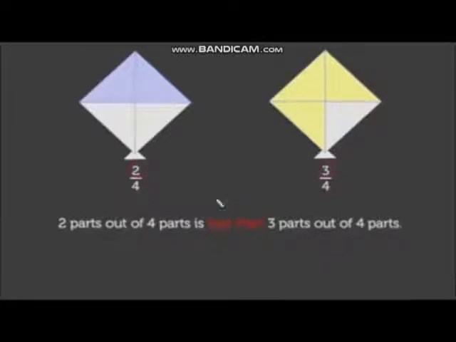So when the number is the same in the denominator, we will compare only the numerators. Now which one is greater? 3 is greater and 2 is less than 3. That's why 3 upon 4 is the greater fraction and 2 upon 4 is less than 3 upon 4. So here the 3 upon 4 fraction is greater.